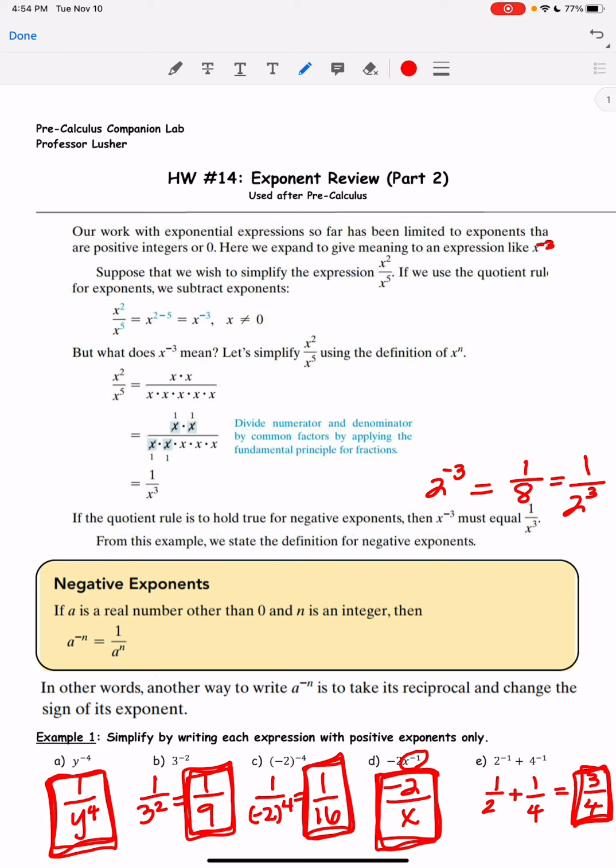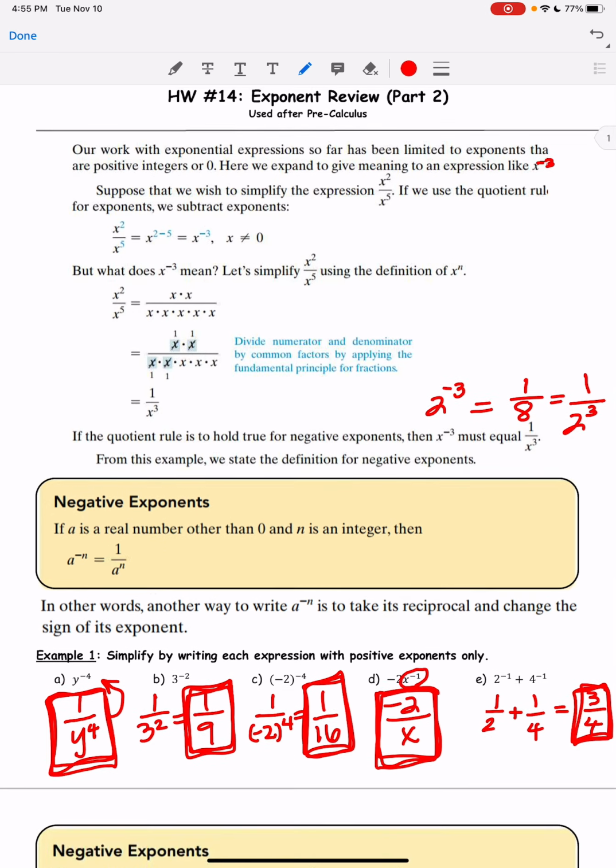And that's hard to take, not hard, but it's more steps to take the derivative of this right here, because you'd have to use the quotient rule. So instead, you're going to change it to y to the negative 4, and now that just becomes a power rule. So in calculus, you're going to often start in this way and bring it to this way here. Okay, so that's the majority of the reason we're doing this exponent review.